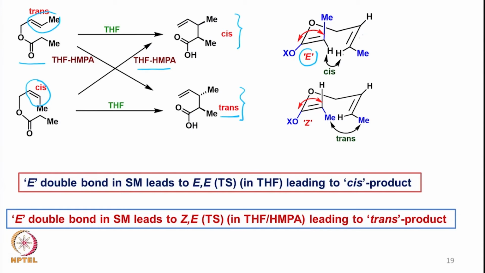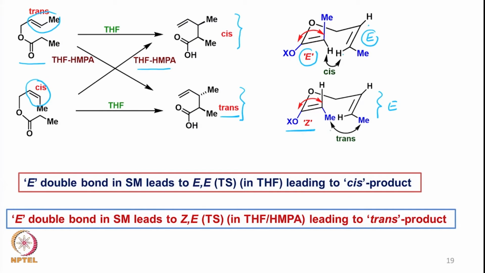So, obviously this and this are away from each other. So, this is also E, and therefore the EE transition state leads to the cis product. If we take Z, the E double bond in the starting material leads to a ZE transition state. For example, here this is E, and if it is THF/HMPA, then we get Z here.